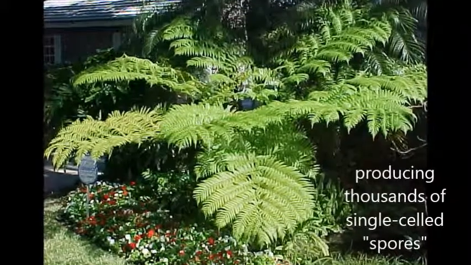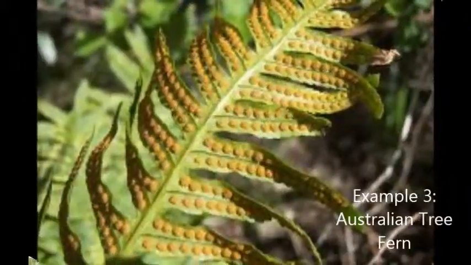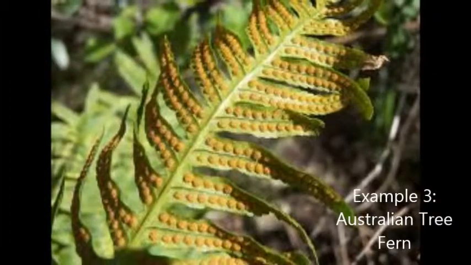Spore formation. Spore formation is when fungi reproduce by producing thousands of single-celled spores that germinate. An example of this is the Australian tree fern, which produces spores on the underside of their fronds.